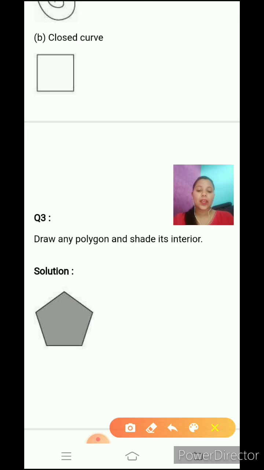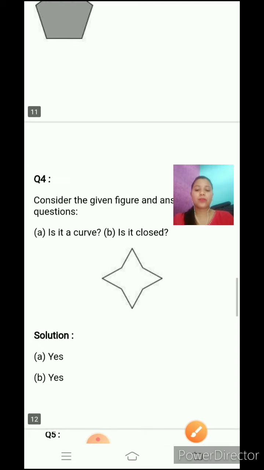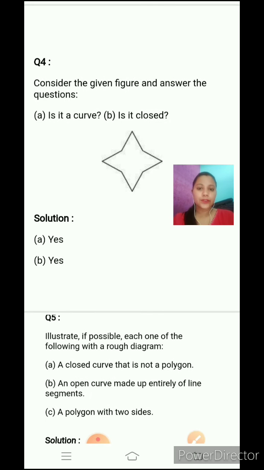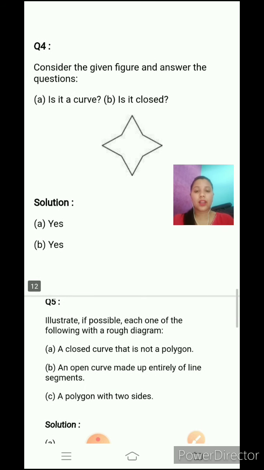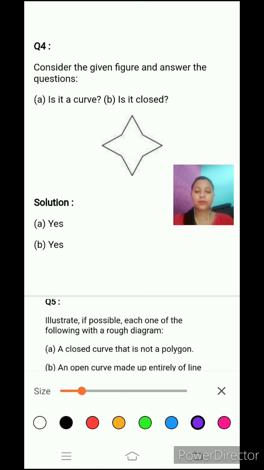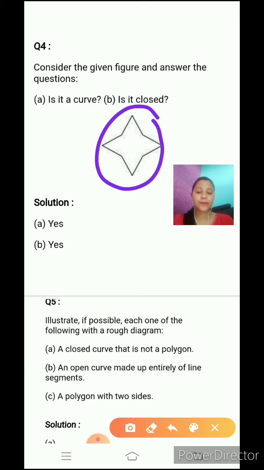Now question number 4. Consider the given figure and answer the questions. First one is, is it a curve? Is it closed? Yes, it is a curve and it is closed also. As you can see here, there is no end point or starting point here, so it's a closed curve. So the answer is yes.